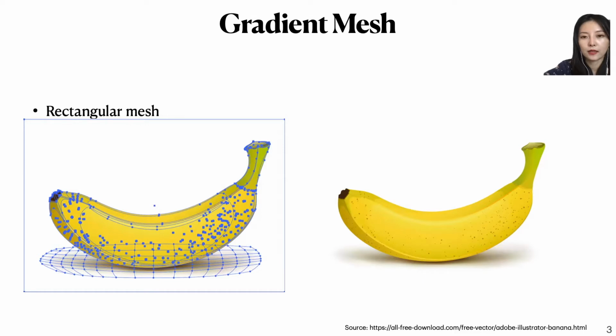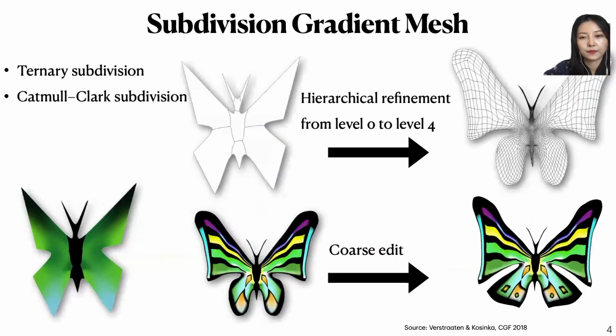It's clear that the use of regular rectangular meshes somewhat restricts artists designing the mesh, because with some shapes, you cannot just use one single rectangular mesh to create them. You need to overlay several gradient meshes to get the shape. Like this banana, there are actually several meshes overlaid together.